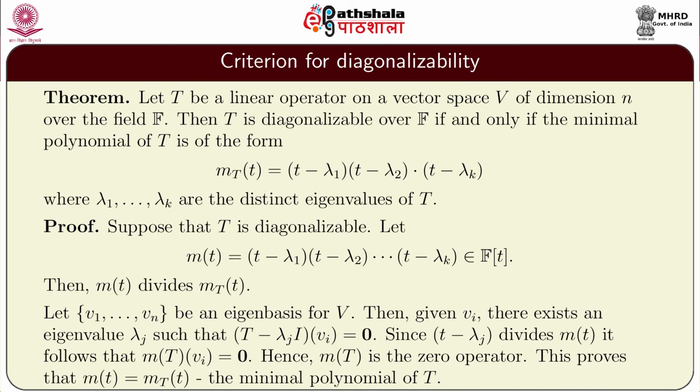Now, we state and prove another criterion for diagonalizability in terms of the minimal polynomial. Let T be a linear operator on a vector space V of dimension n over the field F. Then T is diagonalizable over F if and only if the minimal polynomial of T is of the form m_T of t is equal to (t minus lambda 1) multiplied by (t minus lambda 2) and so on (t minus lambda k), where lambda 1 etc. up to lambda k are the distinct eigenvalues of T.